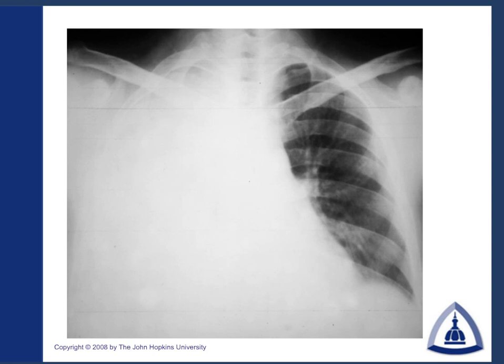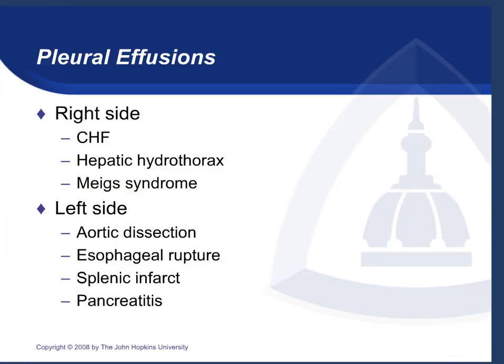Large right-sided pleural effusion here. This is a patient with a hepatic hydrothorax. Okay? In general, if effusions are only seen on the right side, we think of congestive heart failure, hepatic hydrothorax, like I just showed you, and then a rare condition affecting women called Meigs syndrome. If the effusion is on the left side, some weird things that can present that way are aortic dissection, esophageal rupture or Boerhaave syndrome, splenic infarct, and pancreatitis. All those things can present as left-sided effusions.